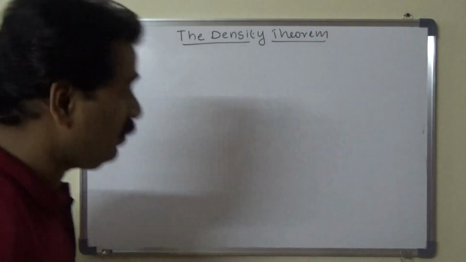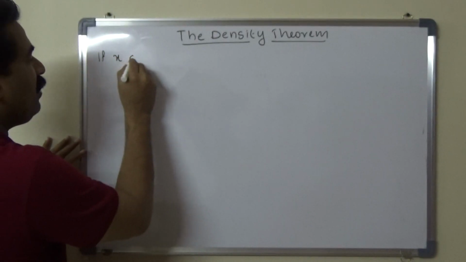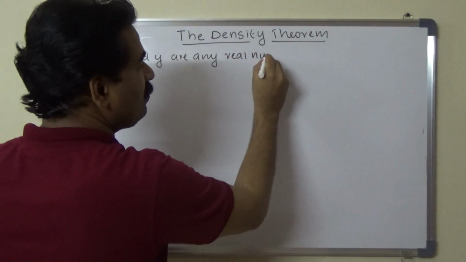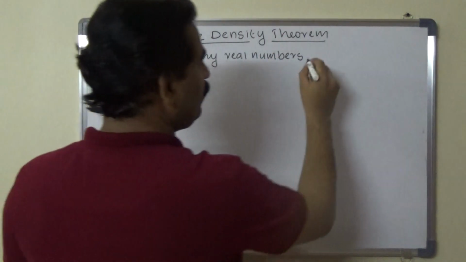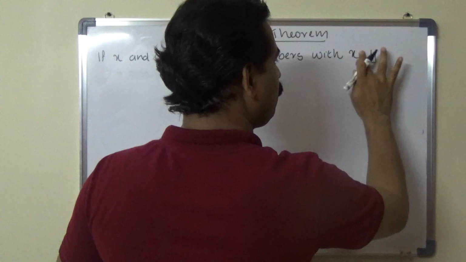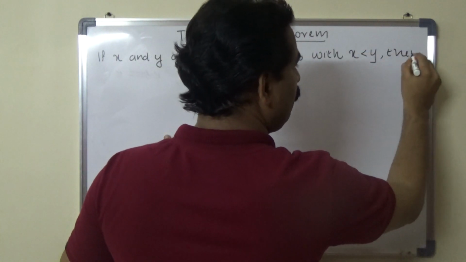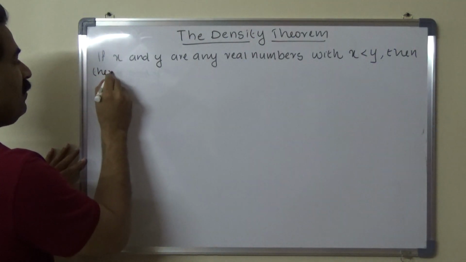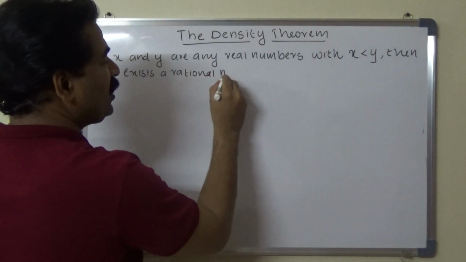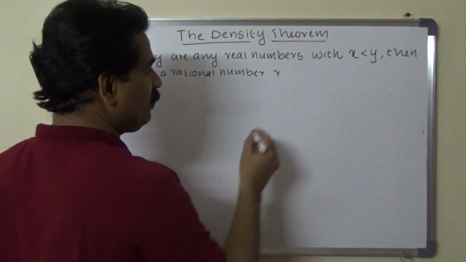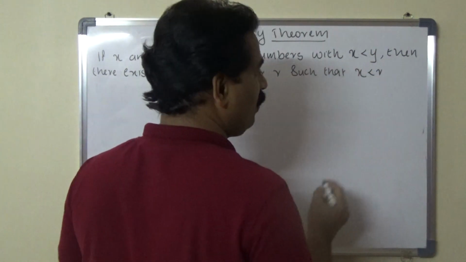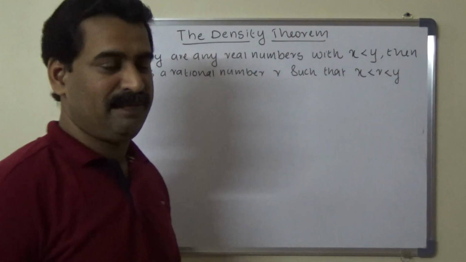The statement is, if x and y are any real numbers with x is less than y, then there exists a rational number, small r, such that x is less than r and r is less than y. That means r lies between x and y.